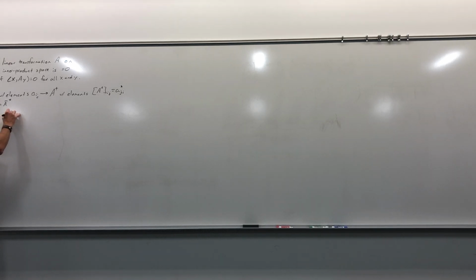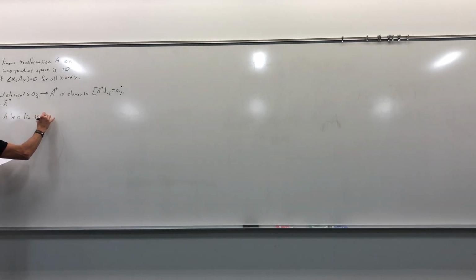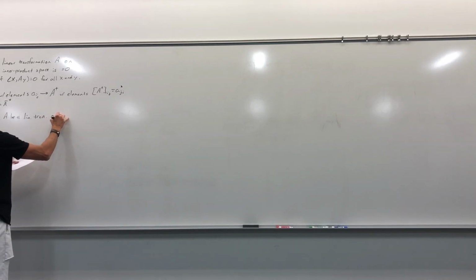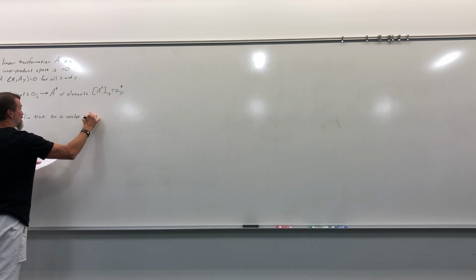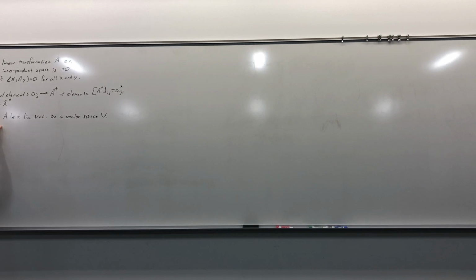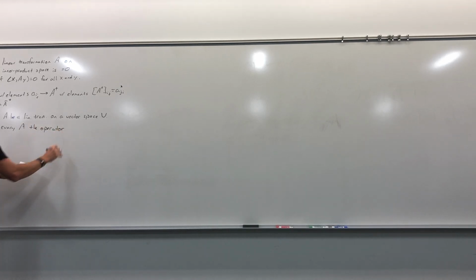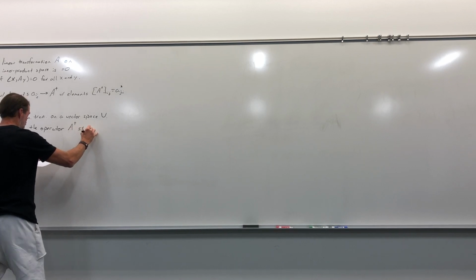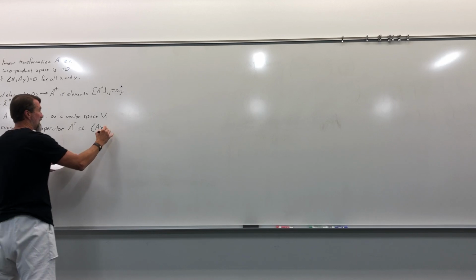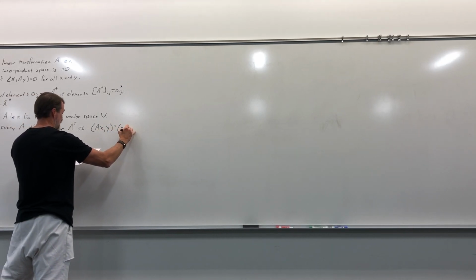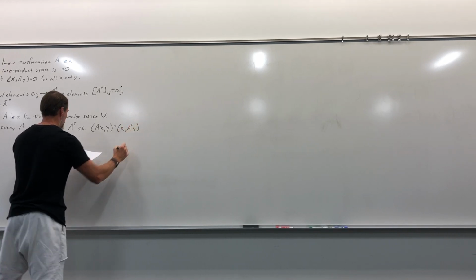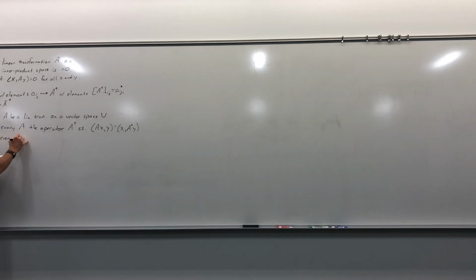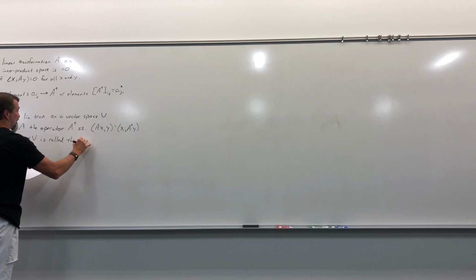Let A be a linear transformation on a vector space V. For every A, the linear transformation operator, and this is not a matrix, it's just the form of the operation, there is an A dagger such that the inner product of A acting on X with Y is equal to the inner product of X with A dagger of Y, for every X and Y in the vector space V. It's called the adjoint.